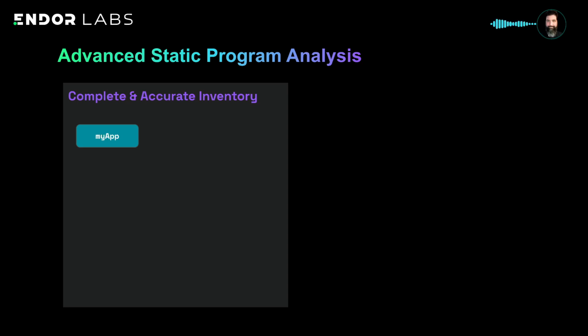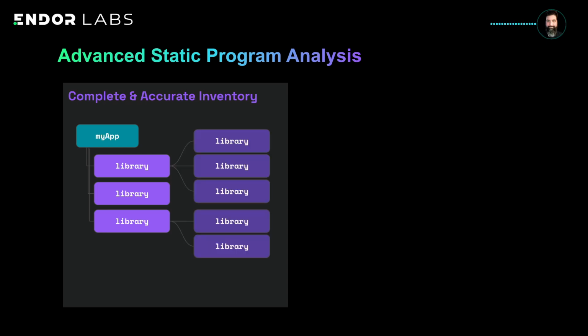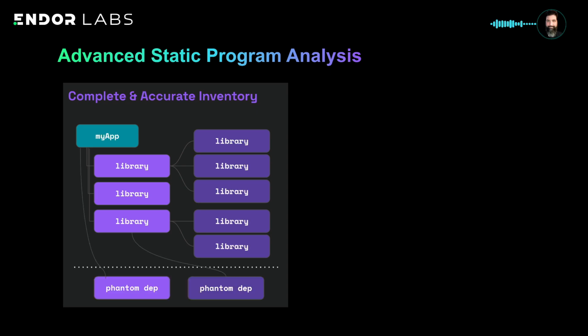Unlike traditional SCA tools, which rely only on manifests or lock files to tell you what you depend on, Endor Labs examines your application code directly before it ships to build a complete and accurate inventory of your direct and transitive libraries. Because we know both what you're using and how you're using it, we can even identify phantom dependencies, libraries and frameworks your applications depend on that will never be listed in their dependency manifests.